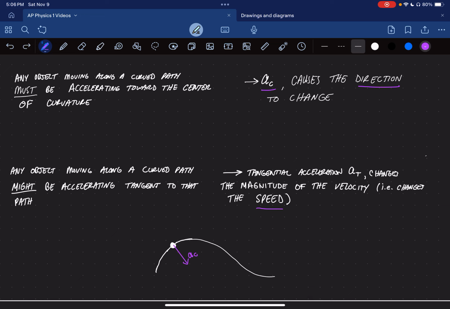We would draw the acceleration tangent to the path. A tangent line would be a line that touches the curve at this point where the object is located. And so it would have an acceleration right here, and we would call it tangential acceleration. That's an A with a subscript of capital T.